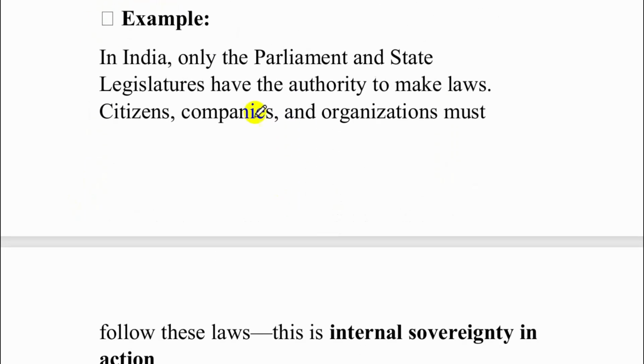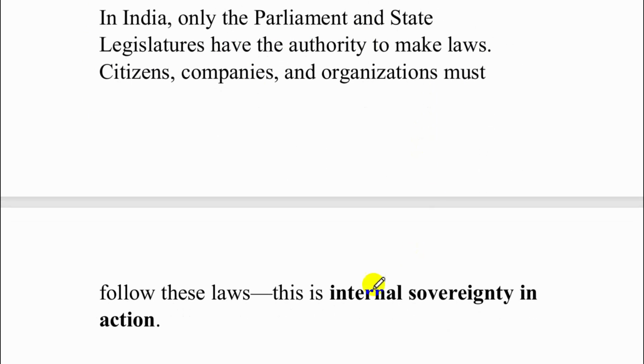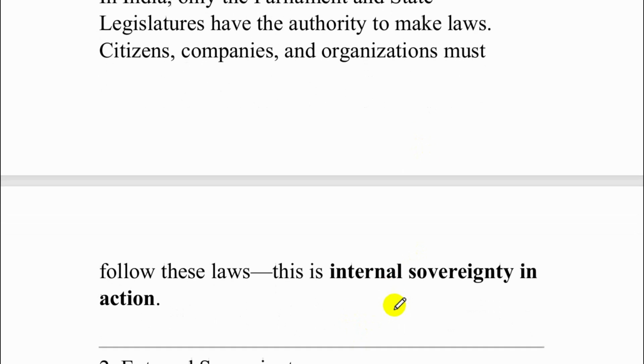In India, only the parliament and state legislatures have the authority to make laws. Citizens, companies, and organizations must follow these laws. This is internal sovereignty in action.